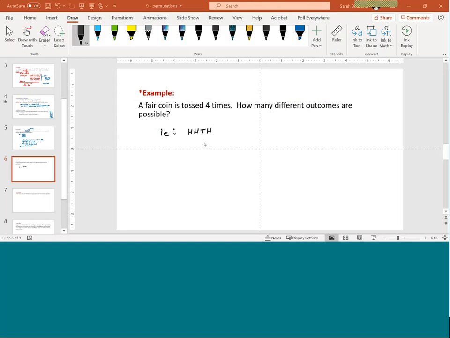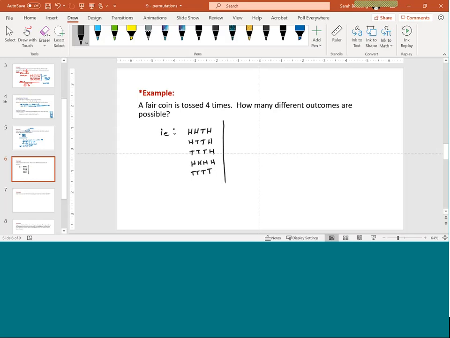Maybe it was 2 and 2, so maybe you had a head, then it landed on a tail, a second tail, and then a head. Maybe you had 3 tails and a head, so maybe it was tail, tail, tail, head. And then maybe it was all heads or all tails. So if it was all heads, heads all times, and maybe it was tails all times. Okay. So those are some options of what could have come up.